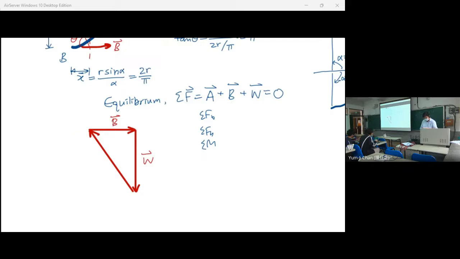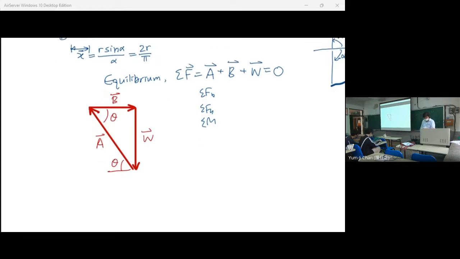Sorry. And this is angle theta. Because we have only three forces, we can draw a triangle. From here, things are quite easy.